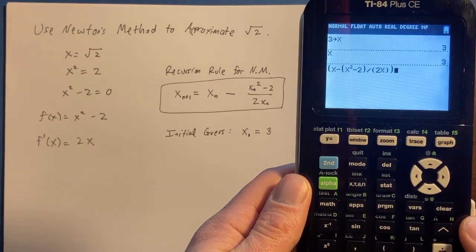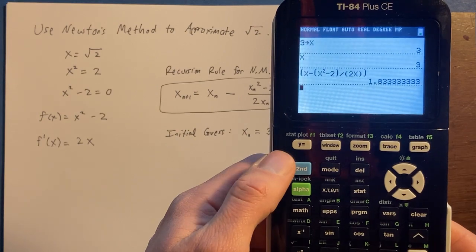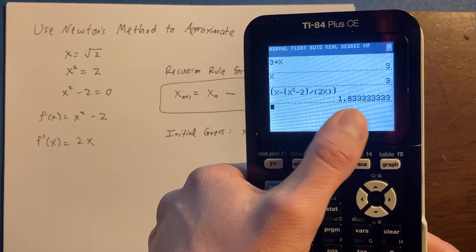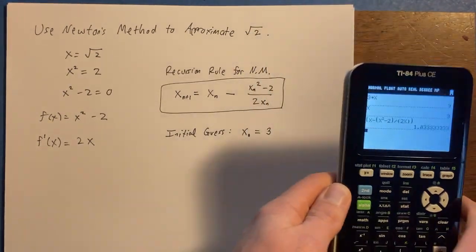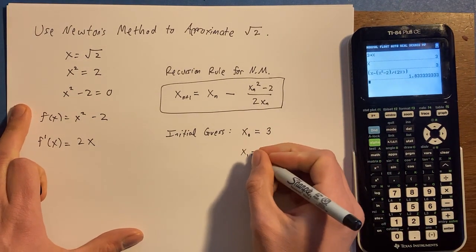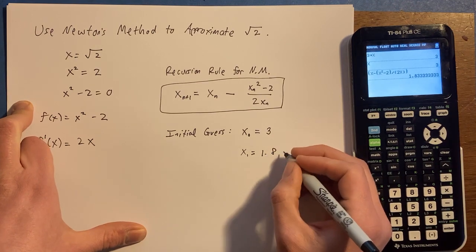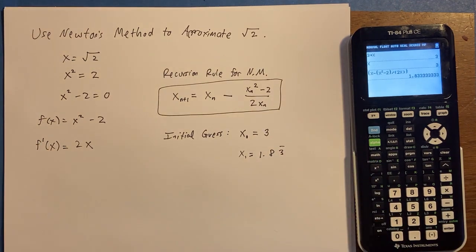All right, so there we go. So there's our formula typed into the calculator, and if I just hit enter, what that will do is it'll calculate x1. So that was x1. I can write here x1 equals 1.83 repeated.